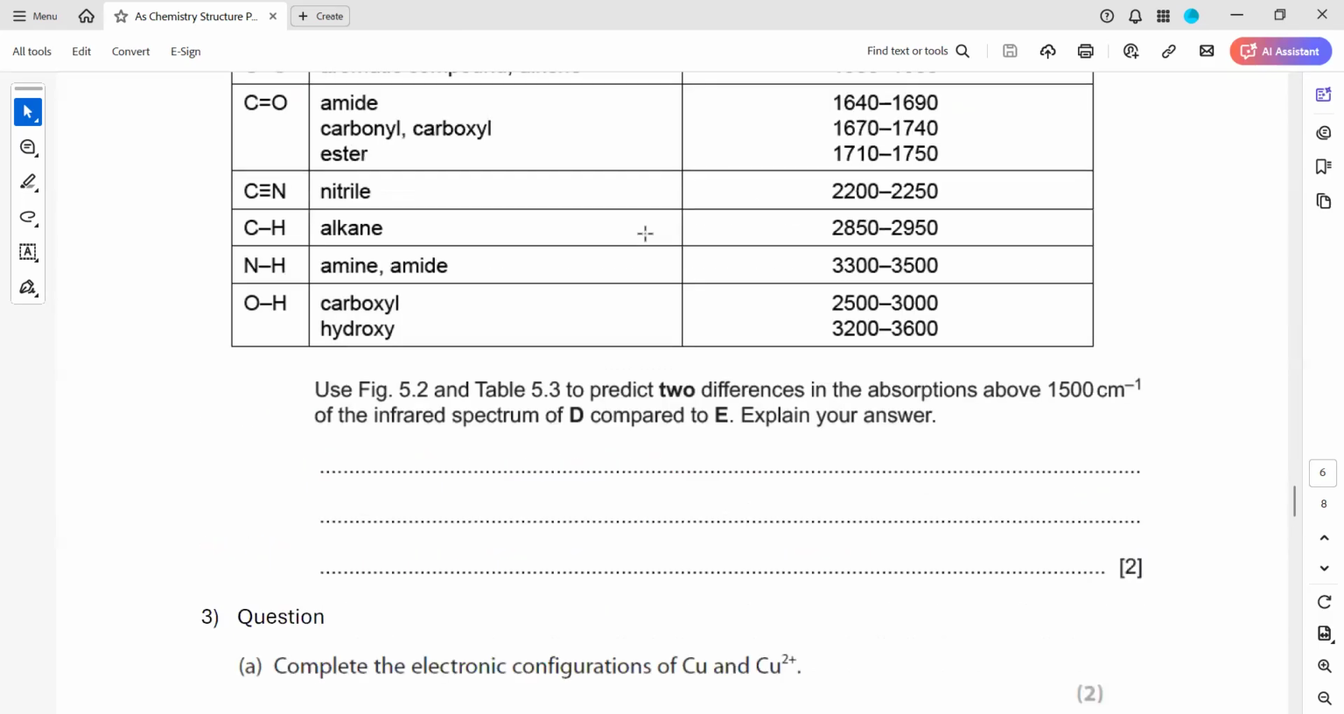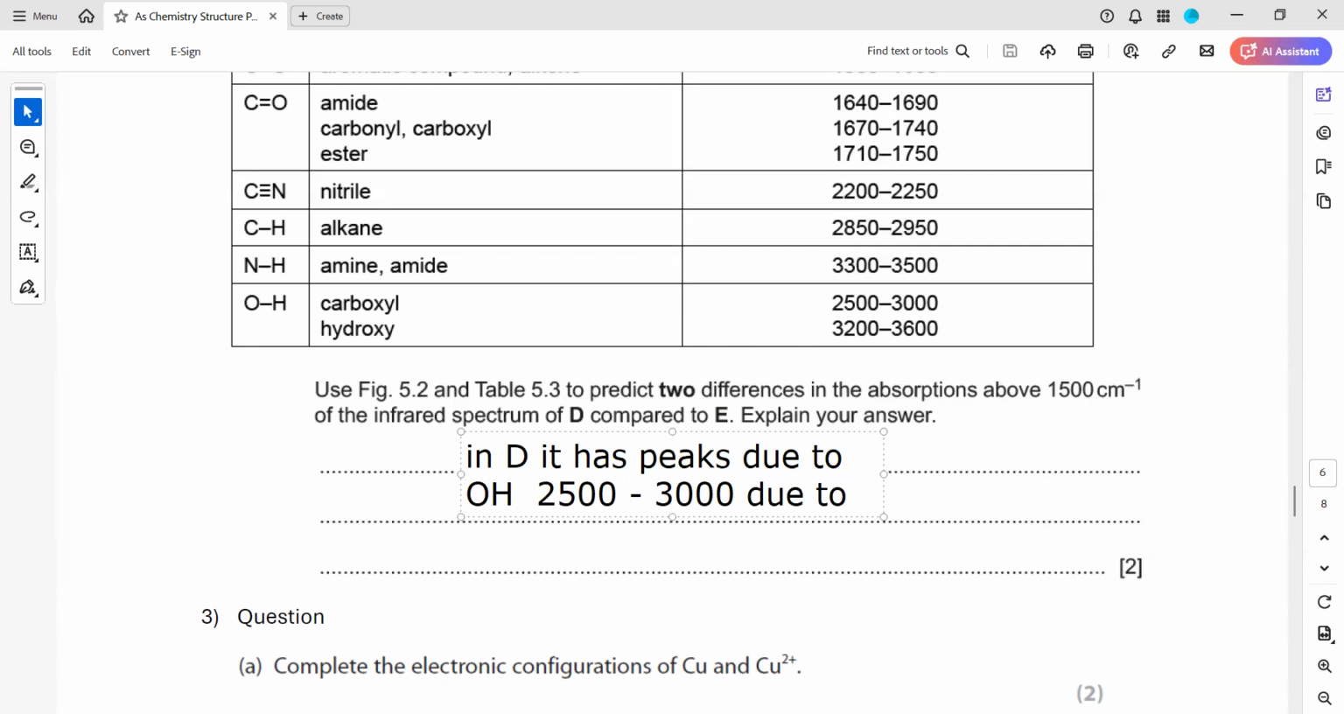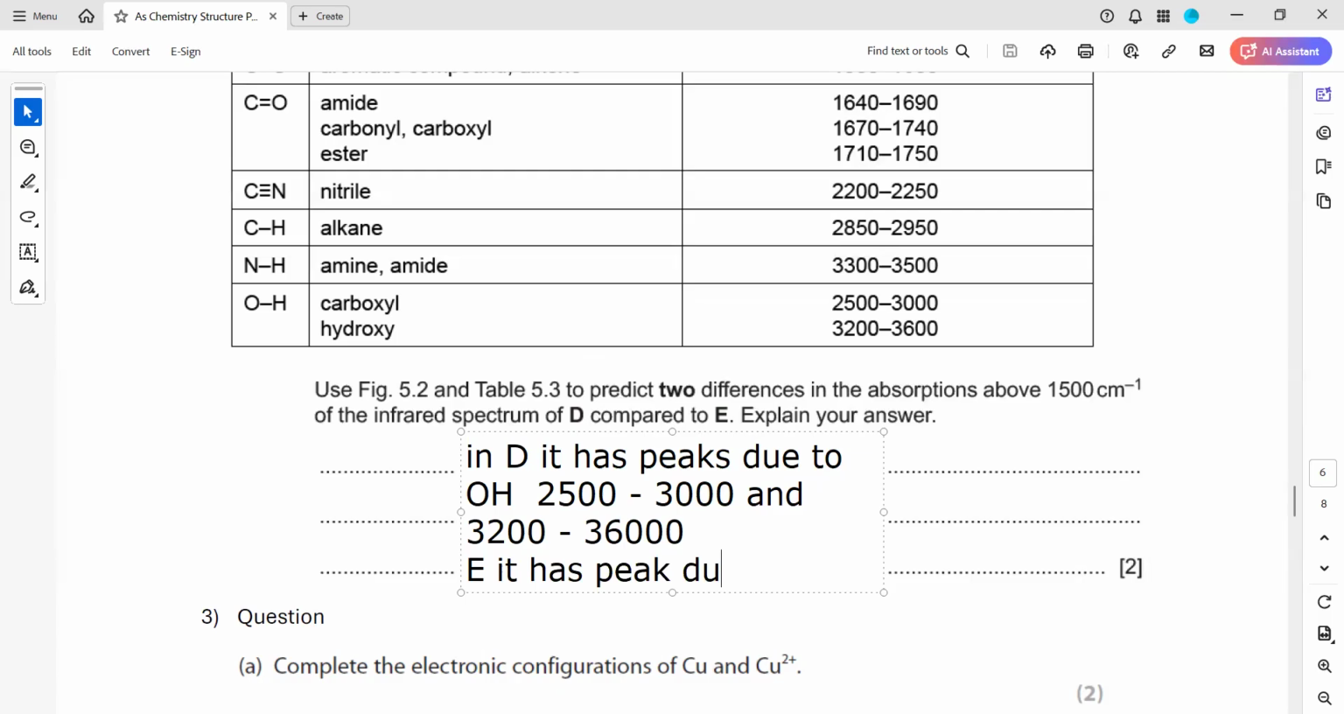How will you write the answer? You will mention that D has peaks due to OH ranging from 2,500 to 3,000 and 3,200 to 3,600, whereas E has a peak due to C double bonded with O in the range of 1710 to 1750. That is what you're supposed to write there.